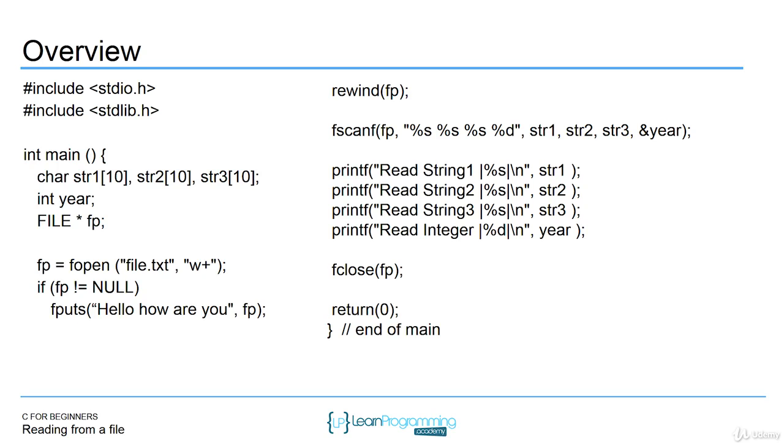Focus here on the fscanf. The fscanf is going to read in formatted data. What it's going to do is read in 3 strings separated by spaces. So you see %s space, %s space, %s space, %d. Then we're saying where we're going to read them into: our 3 character arrays and then our year. And we have to specify the address operator for our year.